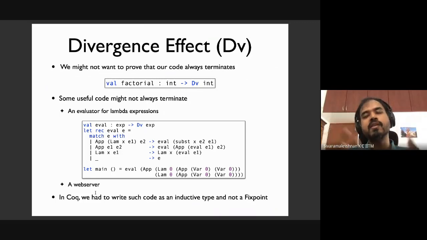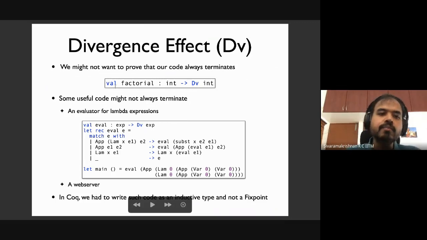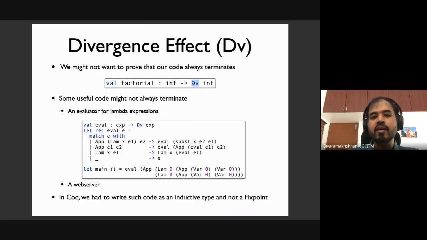In order to even express that logically, you want this notion of divergence. And that is what we have here. So you could annotate the factorial function that takes an int and returns an int with the divergence effect. You use DV as the indication for the effect. When I say int arrow DV int, I'm saying that this function takes an integer, returns an integer, and has divergence. So it may possibly not terminate. It doesn't mean that it always runs forever; there may be some inputs for which it might not terminate.